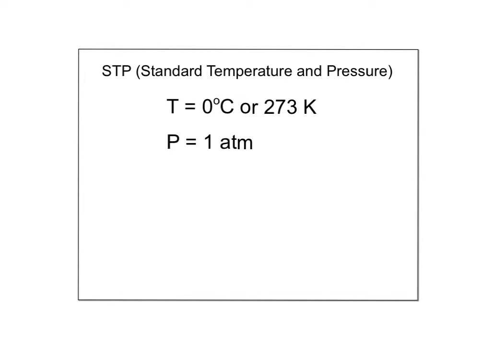Just a friendly reminder, STP stands for standard temperature and pressure. So if we are at STP, our standard temperature is 0 Celsius, which is the same as 273 Kelvin. And our standard pressure is the pressure at sea level, which is 1 atmosphere.